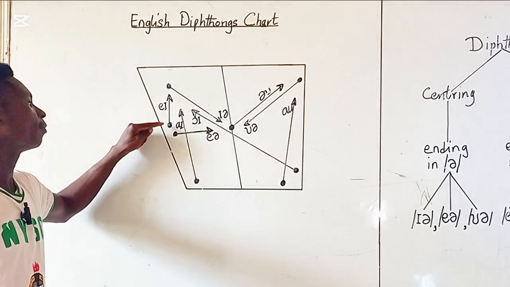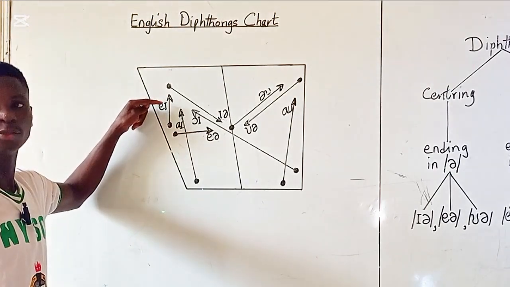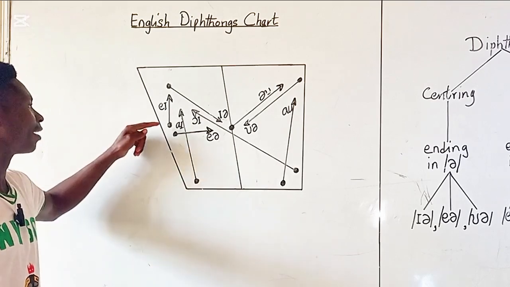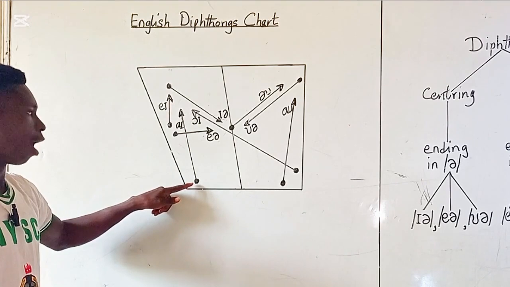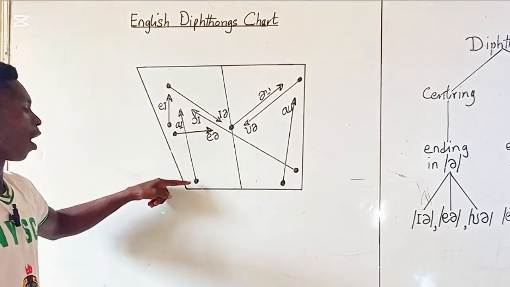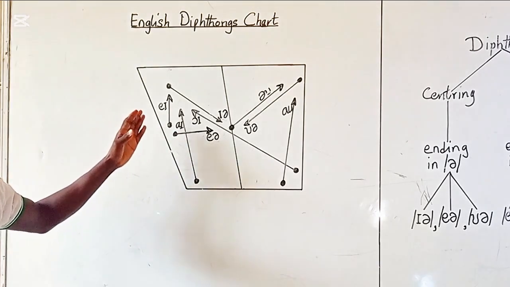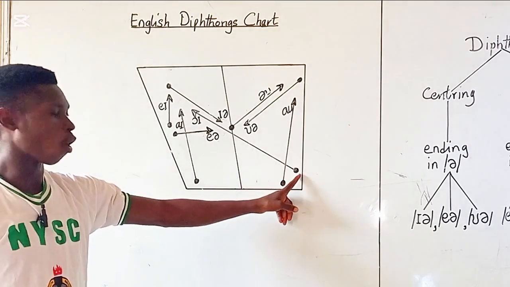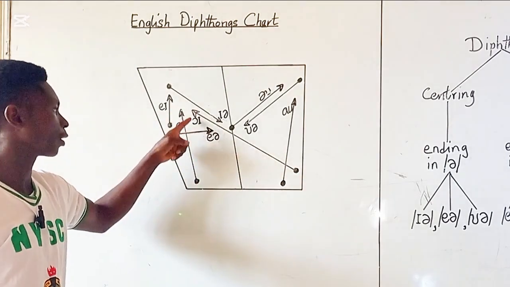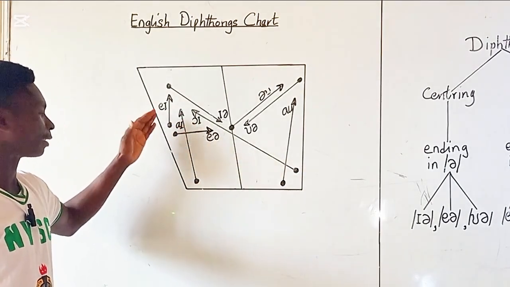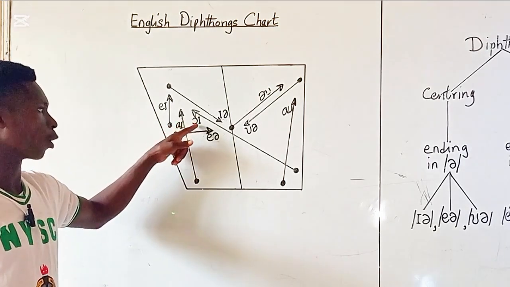Again, you begin by saying A and then glide it into E. So you have A. The next one is from A to I. You have I. Then the next one is from O to I. We have oi. Look at the sound here. So as closing diphthongs, we have A, I, and oi.